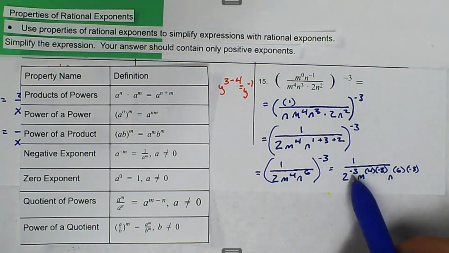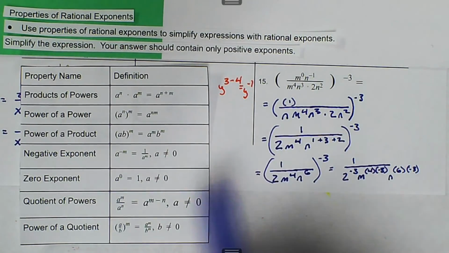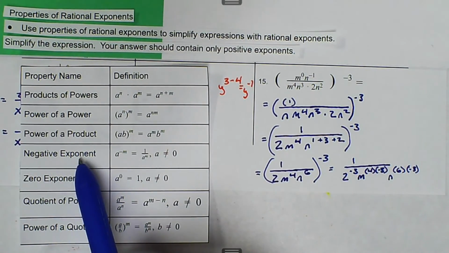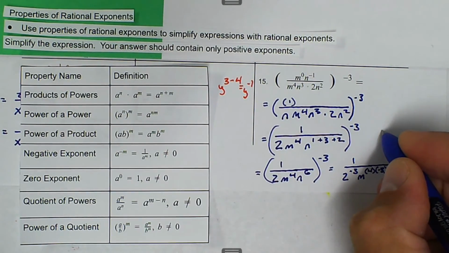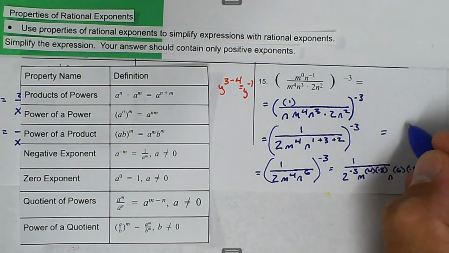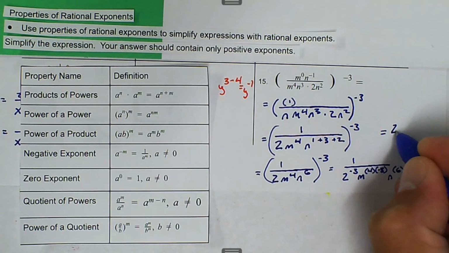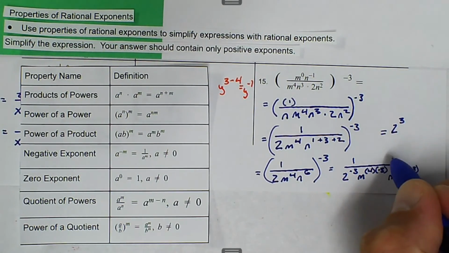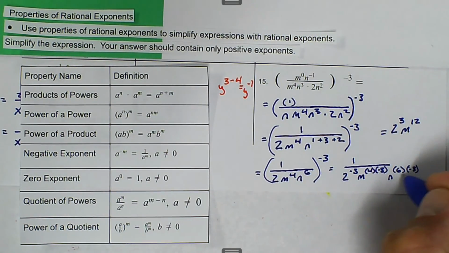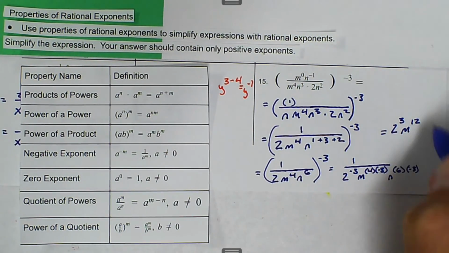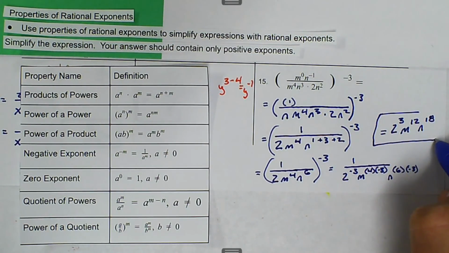We notice that all these are negative, so we can use the negative exponent to move these to the numerator. What we finish with is 2 to the negative third becomes 2 to the positive third. 4 times negative 3 is negative 12, so then we get m to the 12th. And 6 times negative 3 is negative 18, so we move that to the numerator as n to the 18th, and then that is our simplified answer.